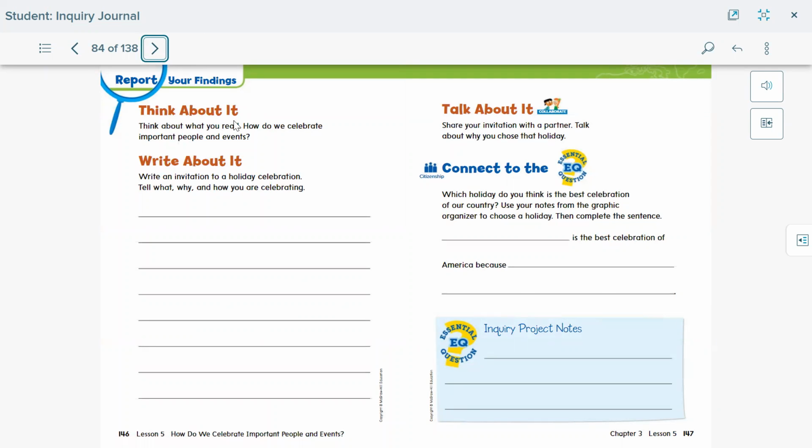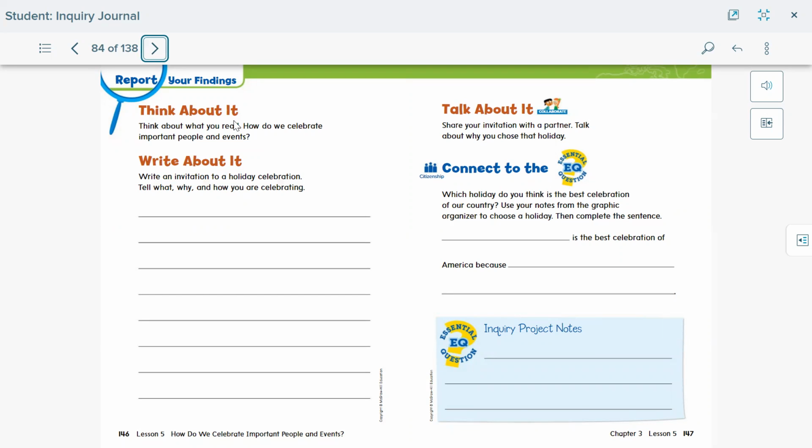All right. So write an invitation to a holiday celebration. Tell what, why, and how you are celebrating. So pretend you're inviting someone to a special holiday or a special occasion that we just learned about. You can just say when this is happening, and then what you're going to do. You're inviting that friend because you're going to participate in a parade, or visit a special place, or have a picnic outdoors.